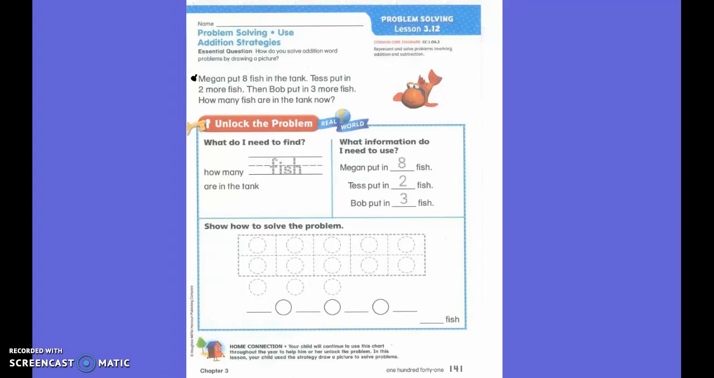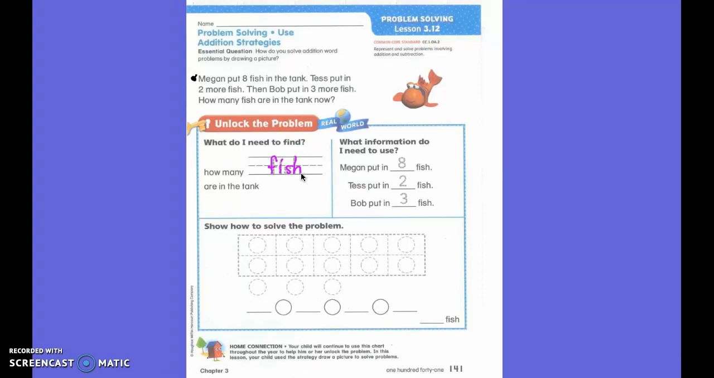Fish. So I want you to trace the word fish because that is what we are trying to find, how many fish are in the tank. This is something we need to picture in our brain. We are trying to find fish. Okay? What numbers do we need to add together?